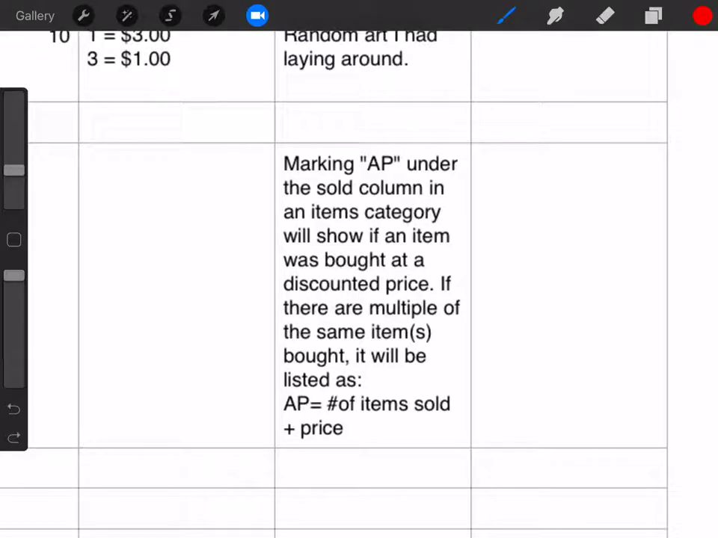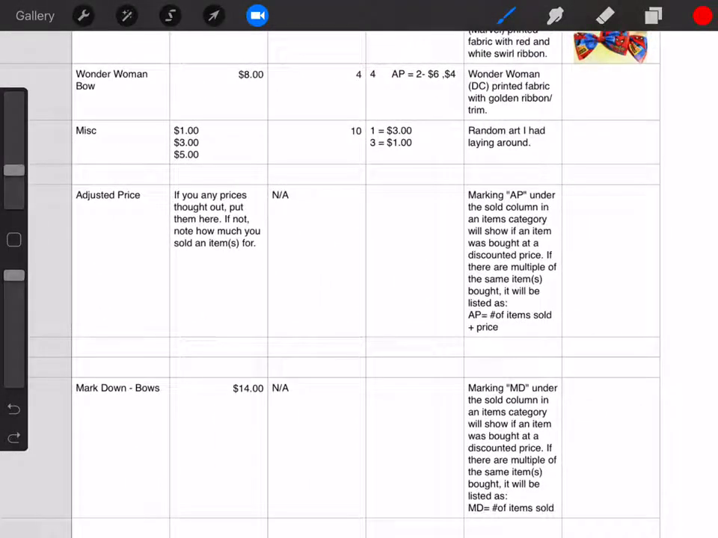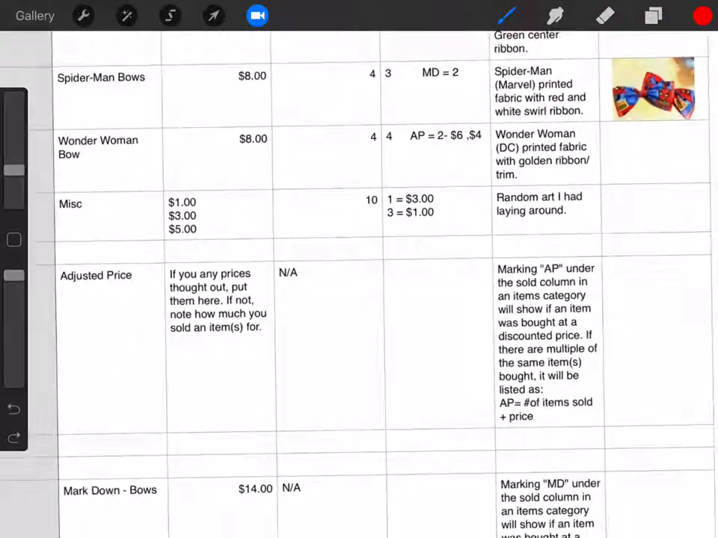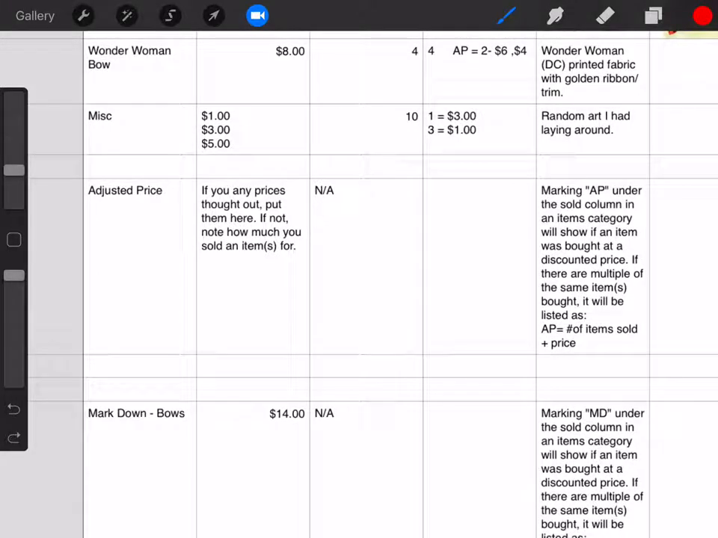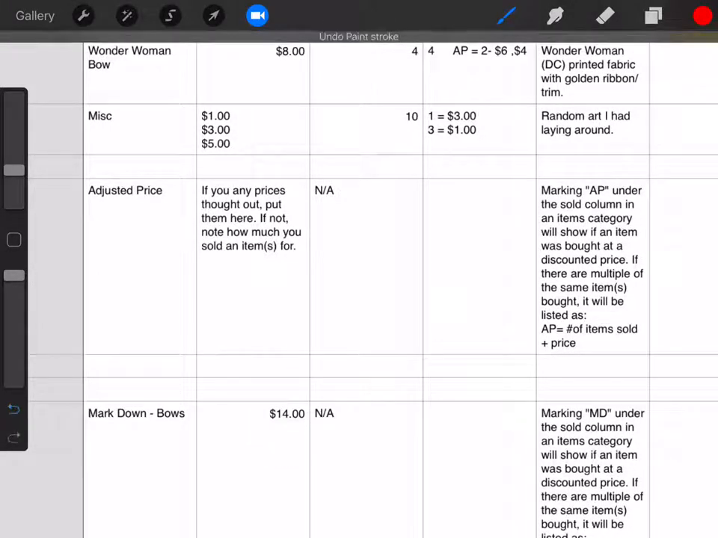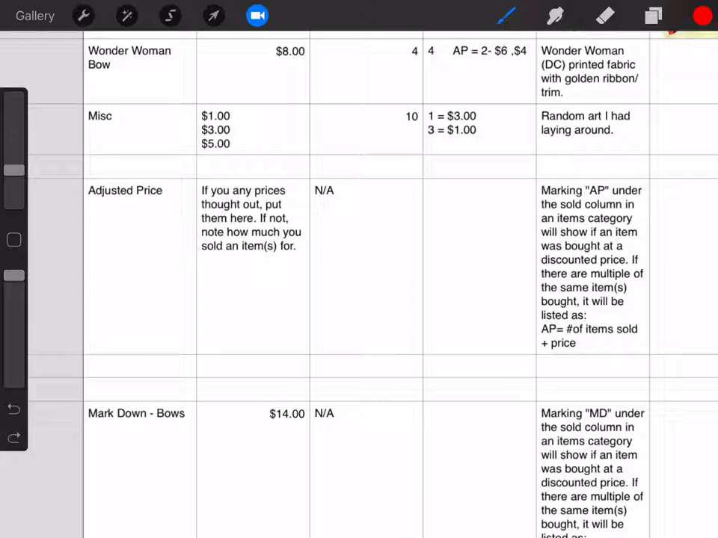The reason why I did that is because let's say I sold all my Wonder Woman bows today, and I had a customer come up and they're like, well, it's too expensive, I don't know if I want to spend $8. And then I talk them down. I'm like, okay, I can do it for like $6 if you want. And then they're like, okay, I'll do it for $6. So I did this specifically because I don't have a set price like I do for my markdown. So it gives me a little bit more freedom. So when I'm making a deal with a customer, I'm not feeling restricted to certain prices.